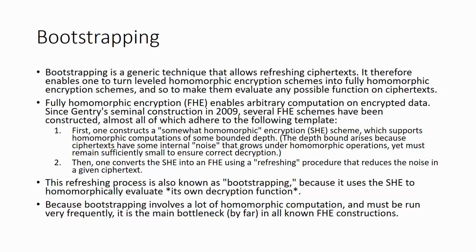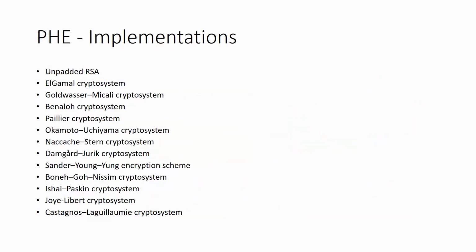Now, because bootstrapping involves a lot of homomorphic computation and all fully homomorphic schemes depend on it, it must be run very frequently, and it is the biggest bottleneck by far in all known fully homomorphic constructions. Now, these are some examples of partially homomorphic encryption schemes. I'm not going to read them out to you. You can refer to them later.